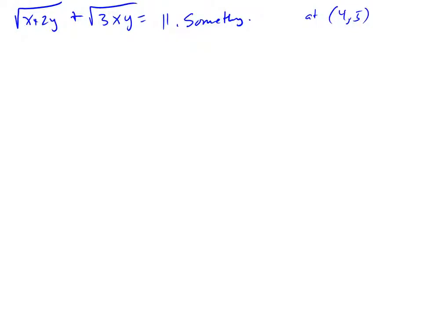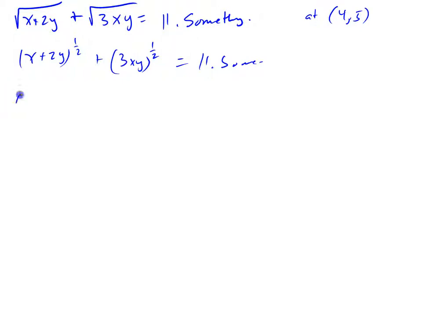All right, people are talking about foiling this thing out, and I think that just gets in the way. They want to know what the derivative dy dx is, so let's just implicitly differentiate straight out. I'm going to think of this as (x + 2y)^(1/2) + (3xy)^(1/2) equals 11 point something. I don't even care what the something is, because what I'm about to do is take a derivative, and whatever that constant is is going to go to 0.